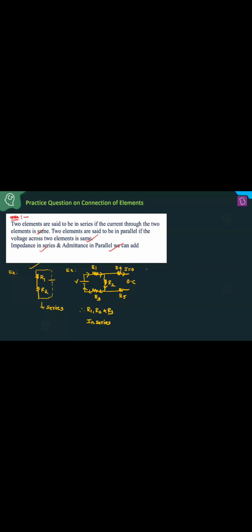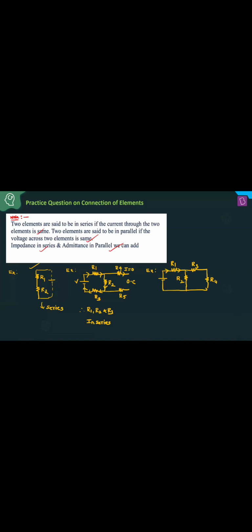For example, I am giving like this. This is R1 and this is R2. This is R3 and this is R4. And the source is connected like this. This is R1, this is R2, this is R3, this is R4. Now this is the current.